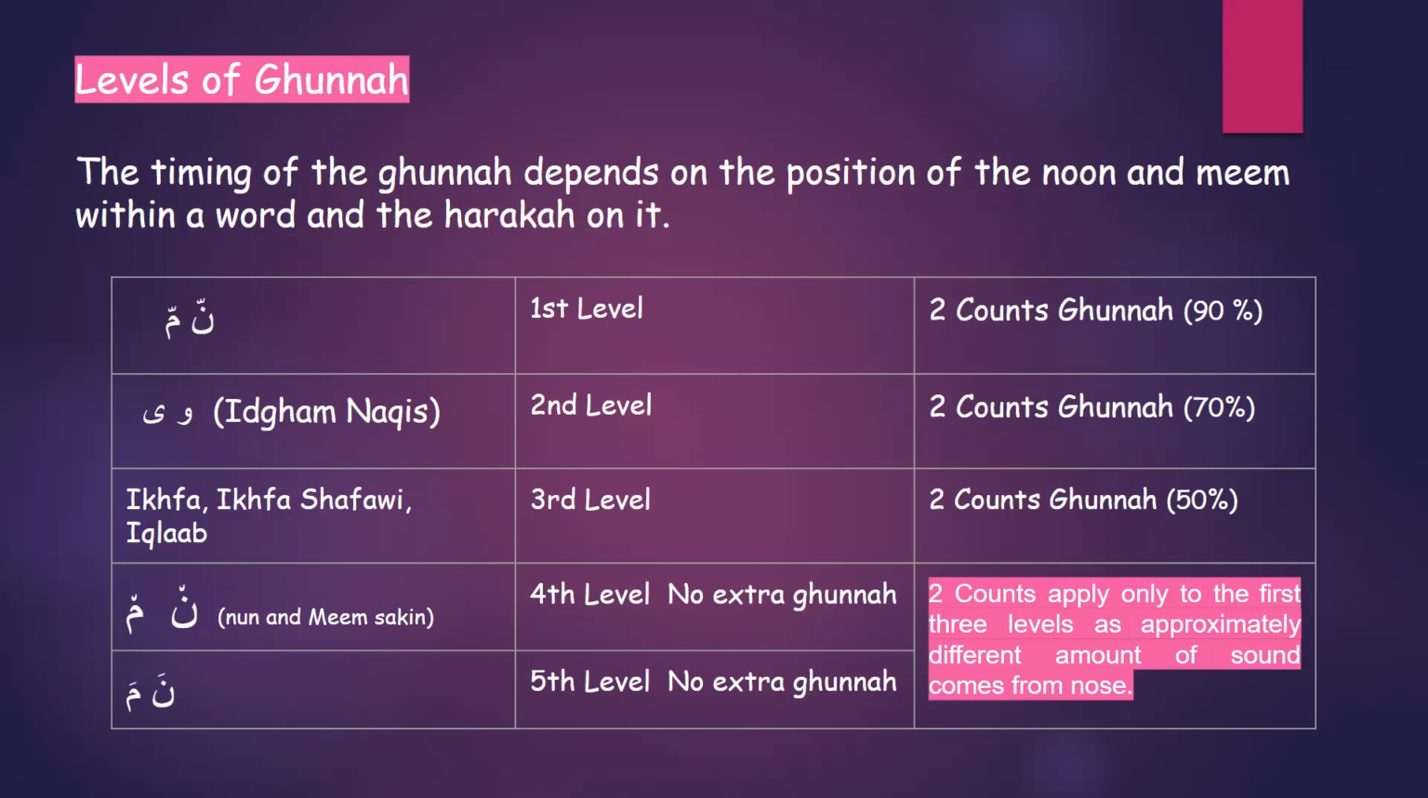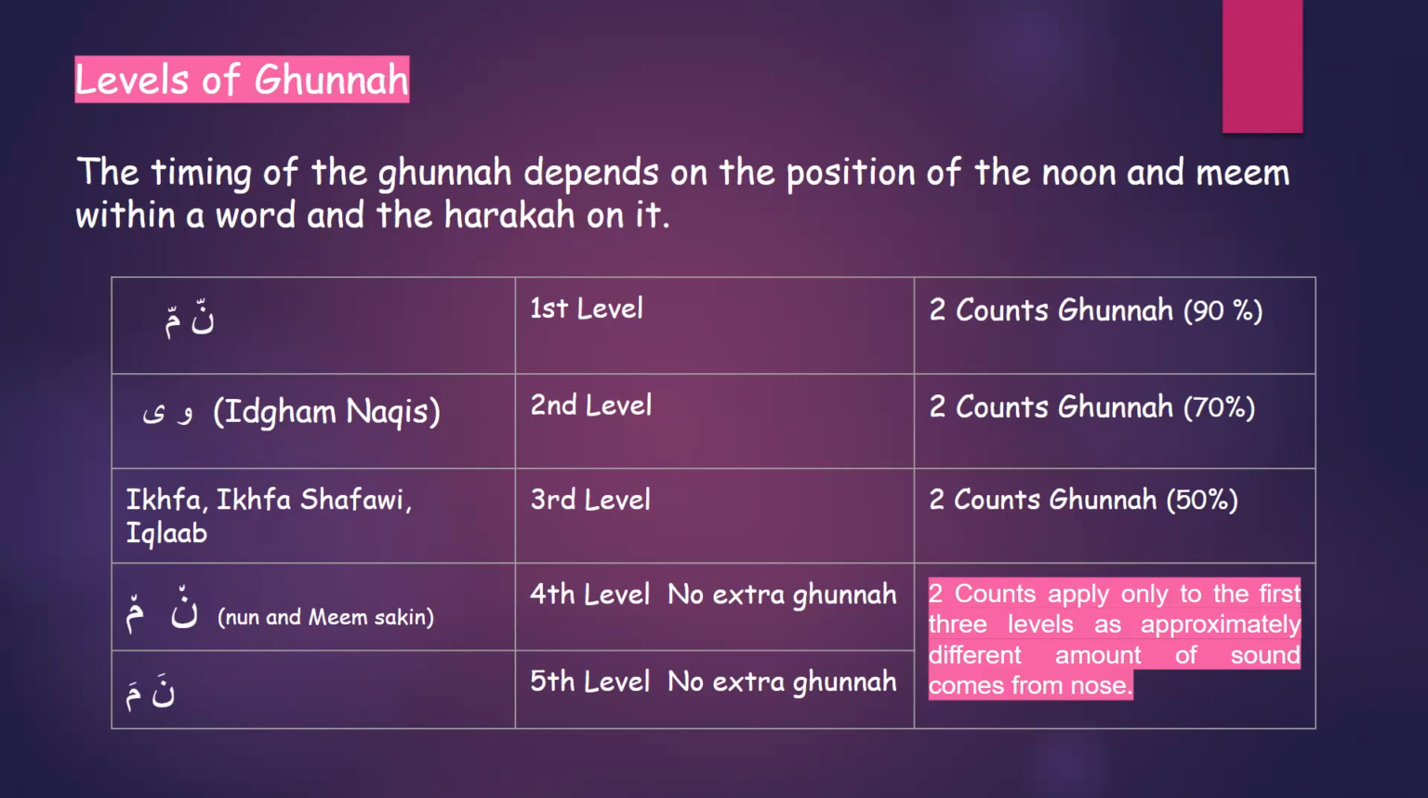The third level is the rule of ikhfa, ikhfa shafawi, and iqlab. These are the 3 rules under the noon sakin and tanween, where the amount of the sound that comes from the nose would be 50%. So 50% from the oral and 50% from the nasal. This will put the level of the ghunnah for these 3 rules under level 3.